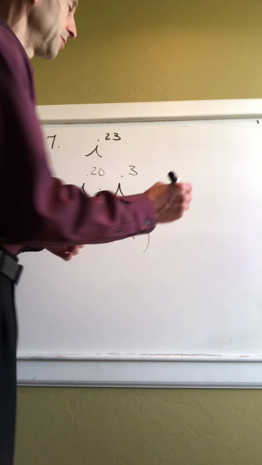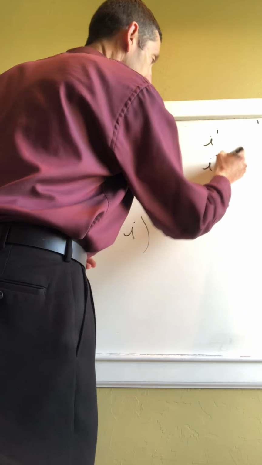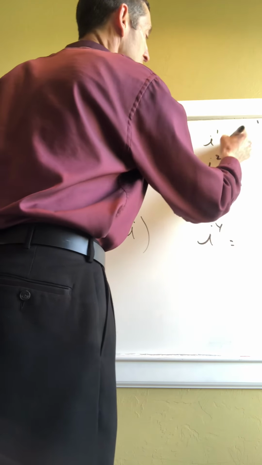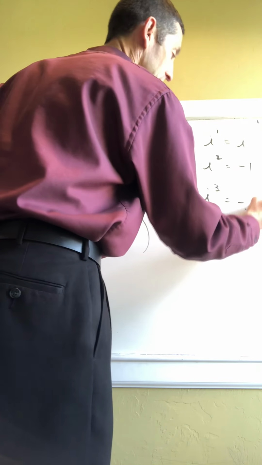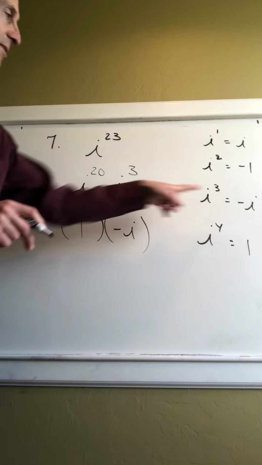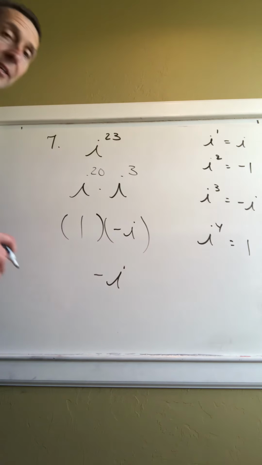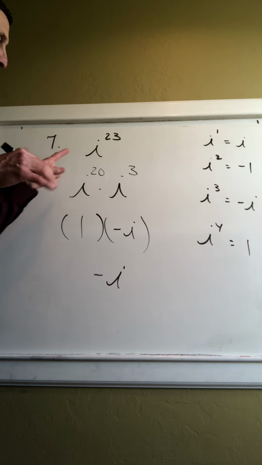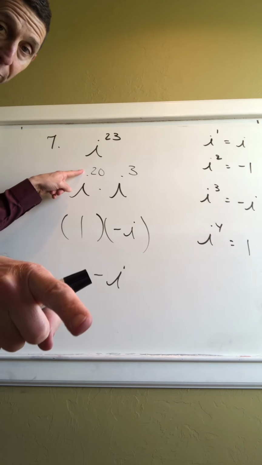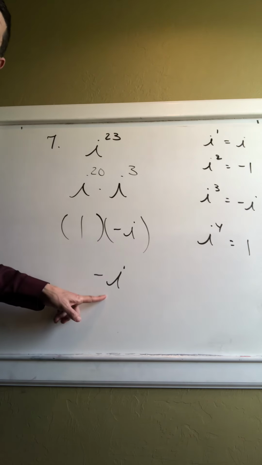So you look back at your list, I to the 1st, I to the 2nd, I to the 3rd, I to the 4th. So this is I, -1, -I, 1. Can you guys see that? Just barely. Okay. So yes, I to the 3rd is -I, 1 times -I, that's -I. So remember, split it into 2 parts, closest multiple of 4 without going over. Multiples of 4 always turn out to be 1, and then you can get your answer.